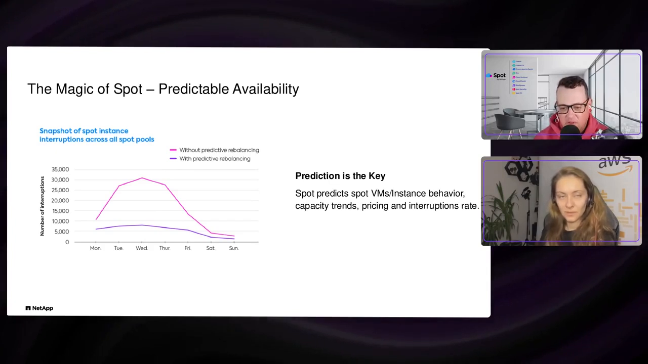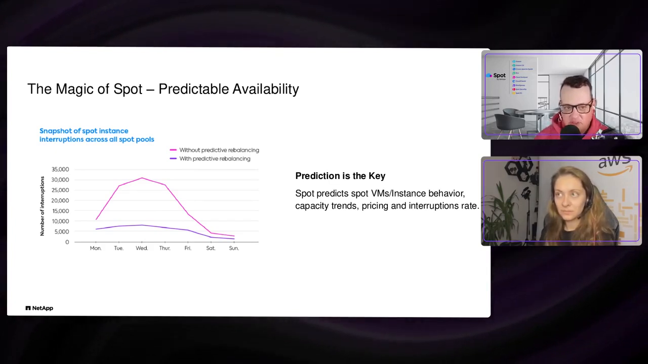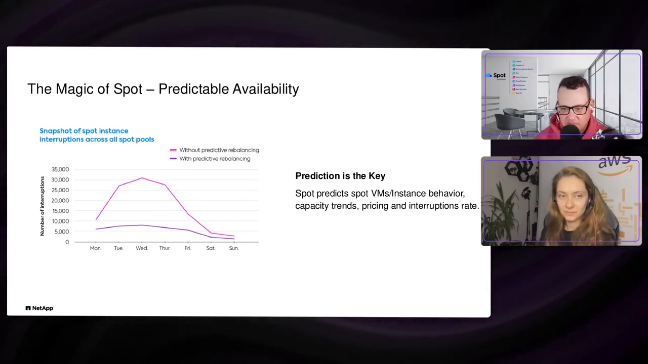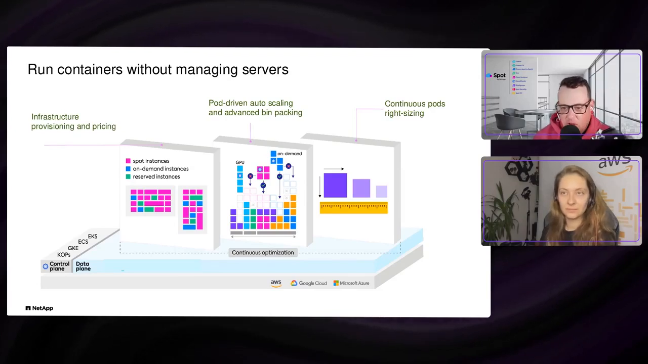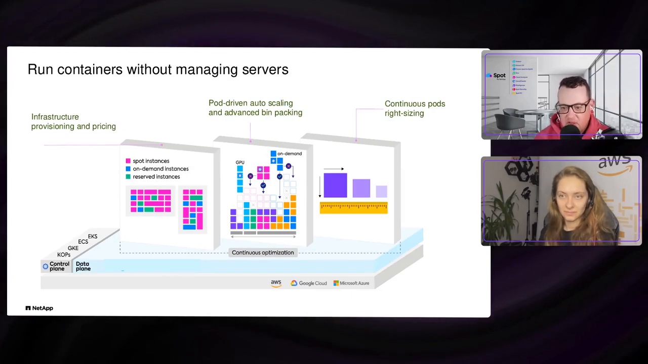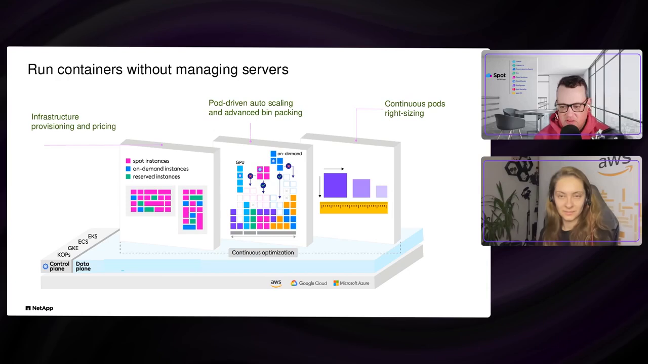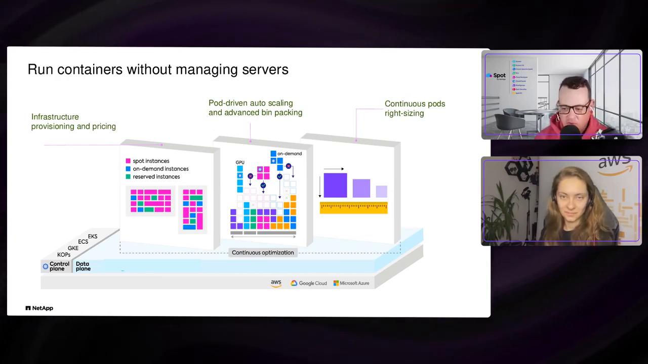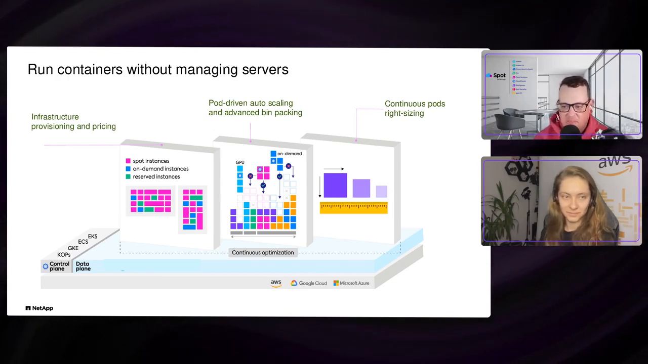By being able to predict those interruptions, you stay online easier, and you can run containers without managing the infrastructure. Going back to that previous slide, we have the spot instances here in pink, and that means we're using those instances. Then we're watching each pod, no matter where your control plane is, no matter what cloud you're in, to do pod-driven auto-scaling and bin packing.